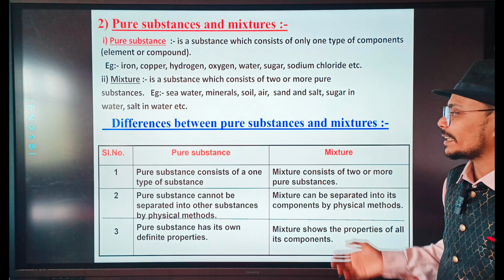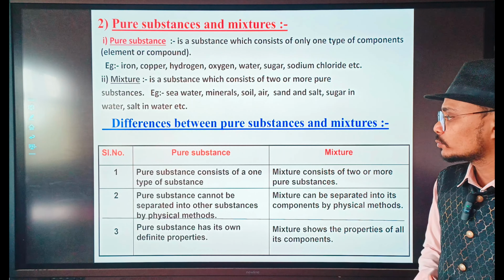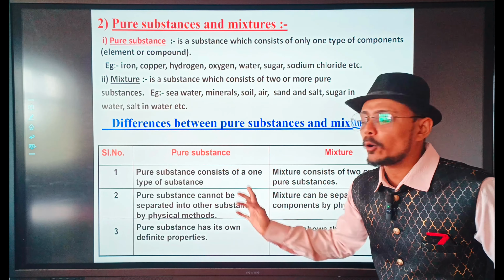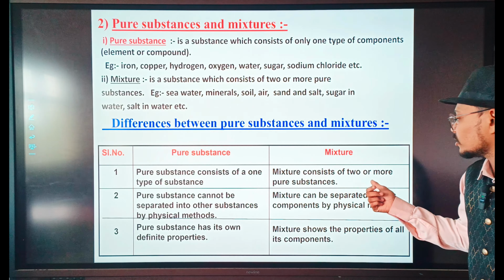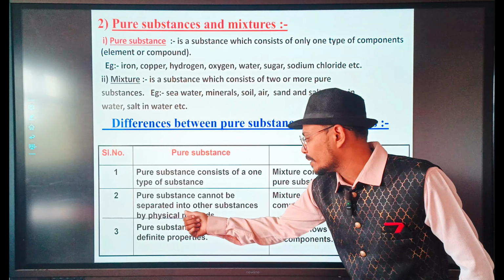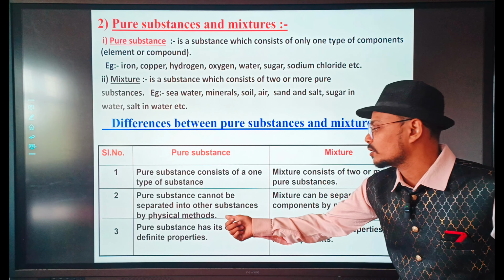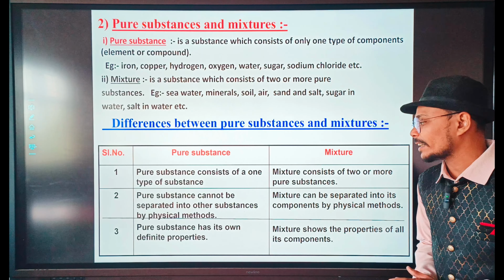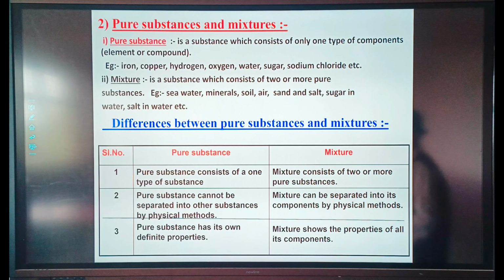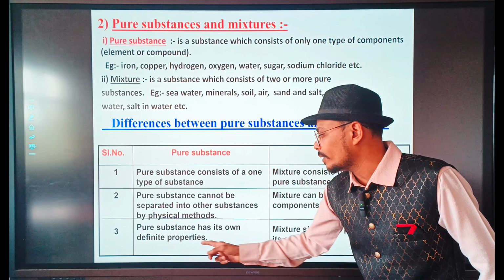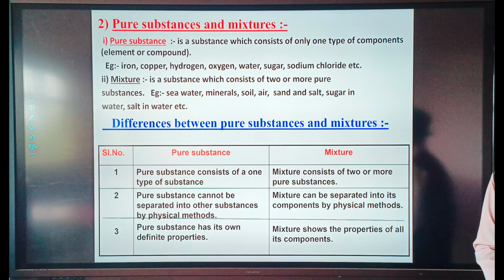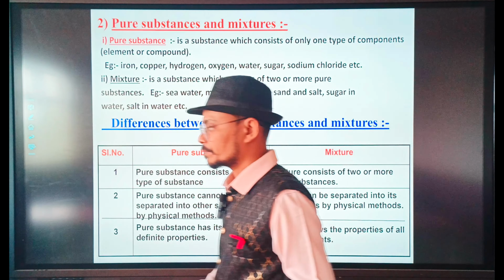Differentiate between pure substance and mixture. This is the point to be noted. A pure substance consists of one type of substance. A mixture consists of two or more pure substances. A pure substance cannot be separated into other substances by a physical method. A mixture can be separated into its components by a physical method. A pure substance has its own definite properties. A mixture shows the properties of all its components.